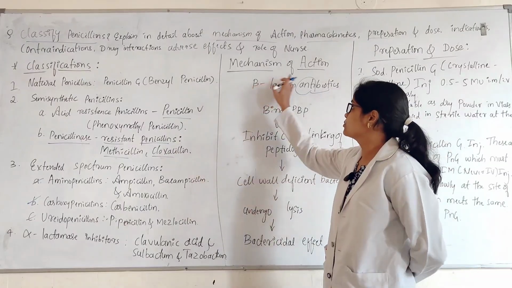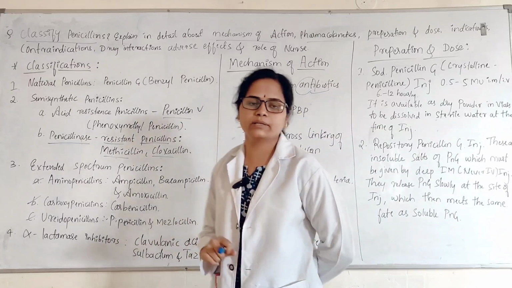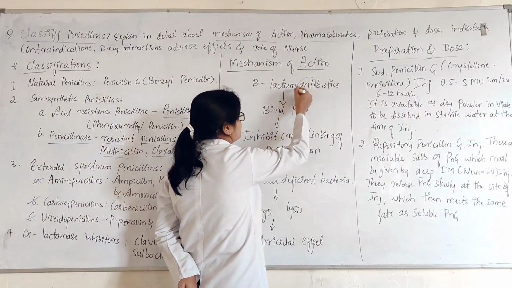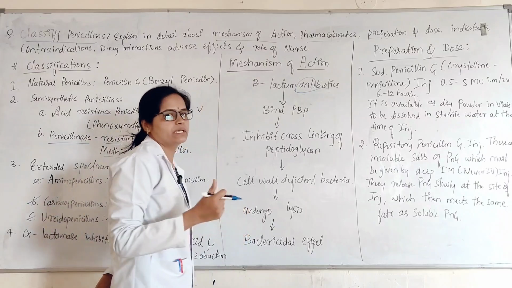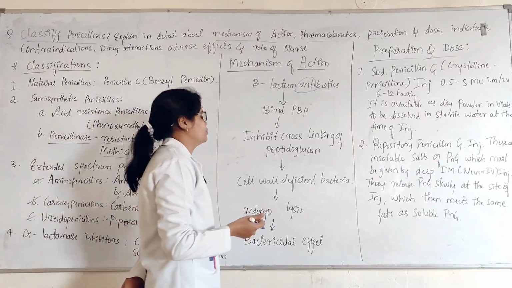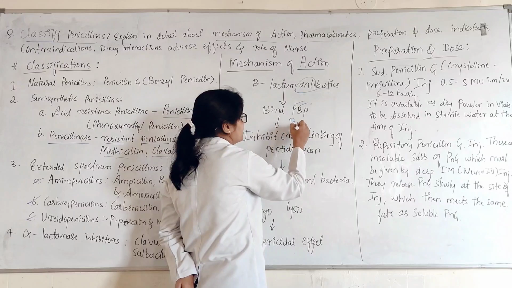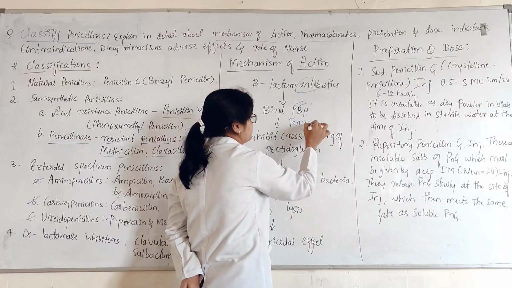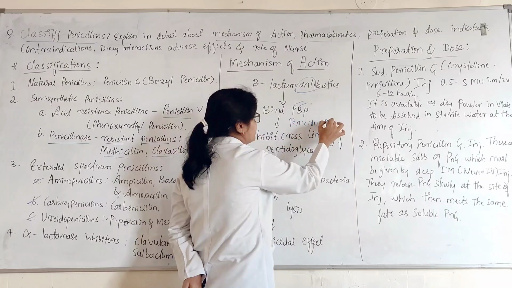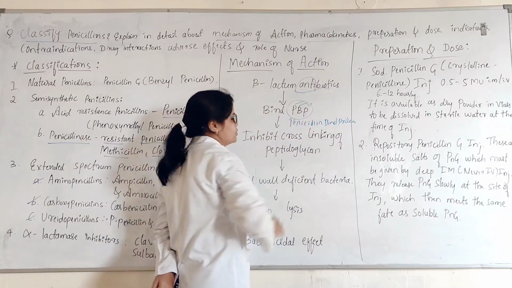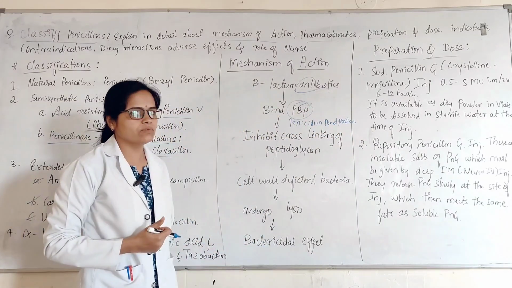Next we will see the mechanism of action. Here the beta-lactam antibiotics. Antibiotics are nothing but the drugs which are used to treat bacterial infections. Beta-lactam antibiotics bind the penicillin binding protein. PBP is nothing but penicillin binding protein. These PBPs help in the bacterial cell wall synthesis.